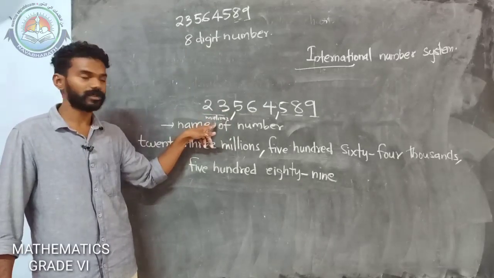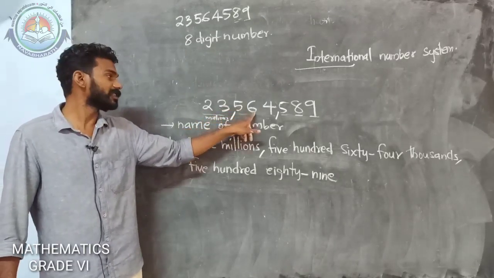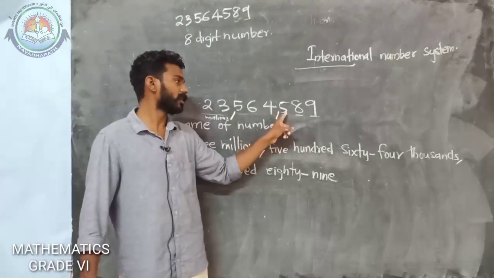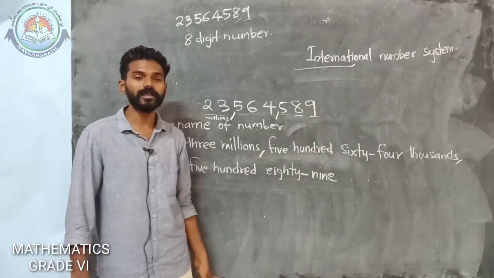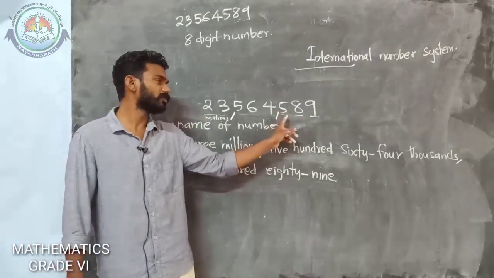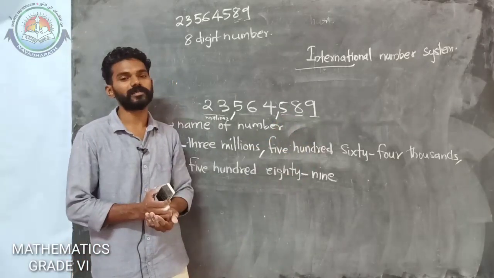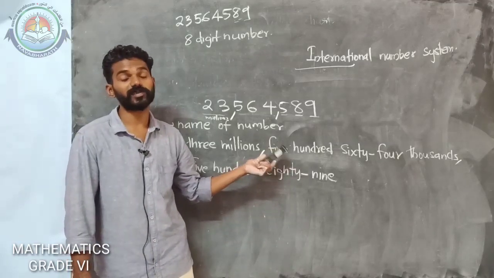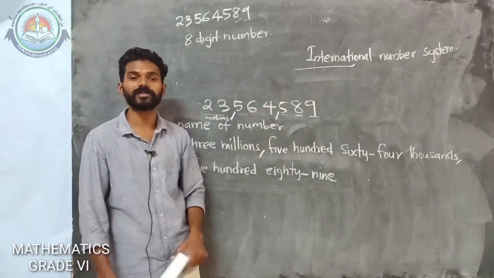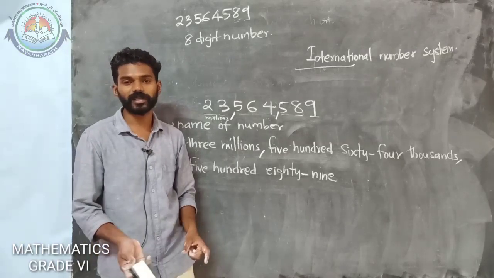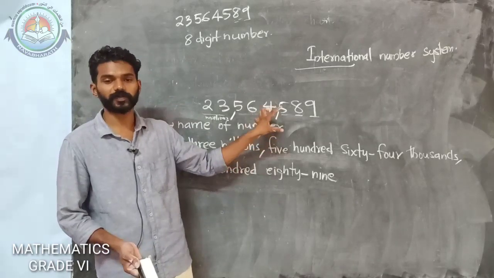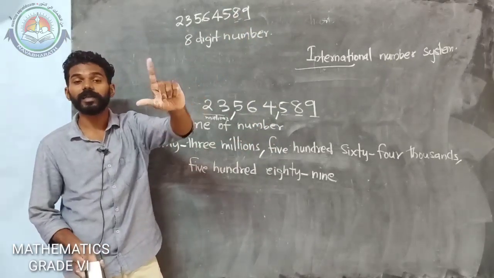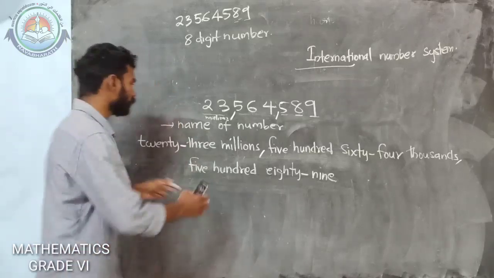23 millions, 564 thousands, 589 ones, or simply 589. Clear? This is how the name can be expressed in words according to the International Number System. Now what is next? Now you should express the given number in which form? Expanded form. So let's do this.